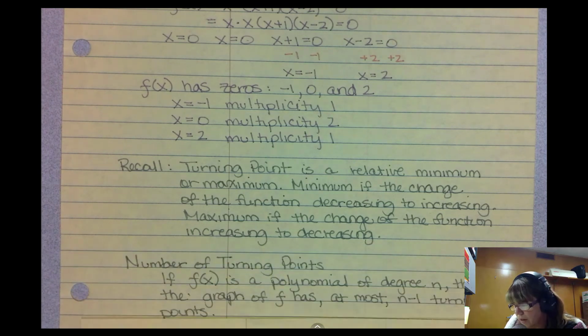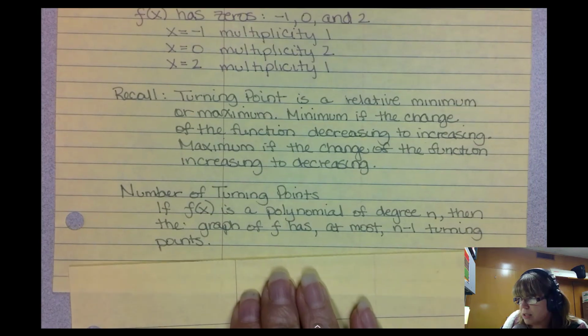Now let's figure out turning points. If our polynomial has a degree of n, it has at most n minus 1 turning points.